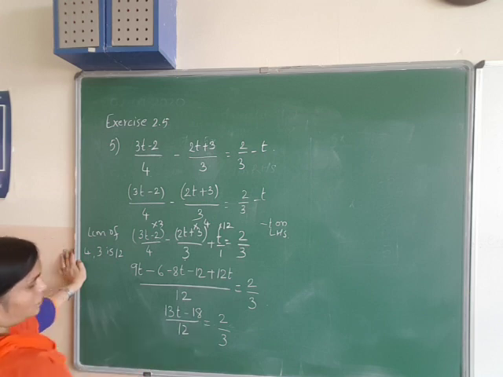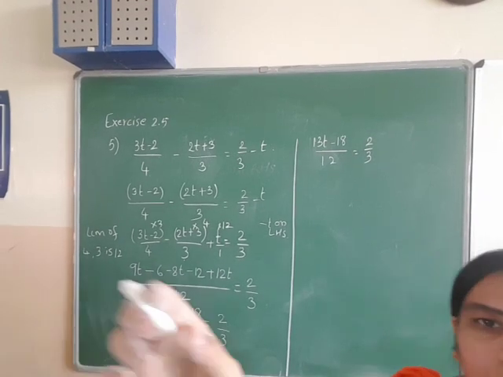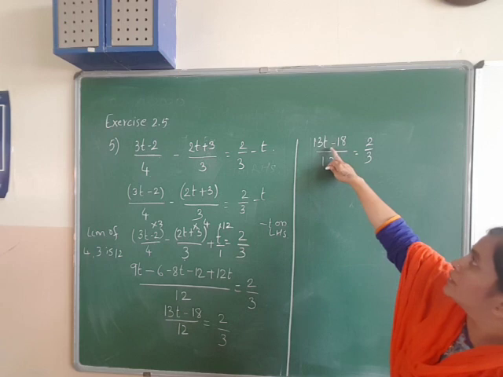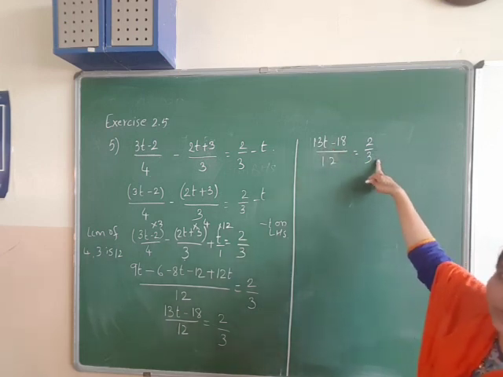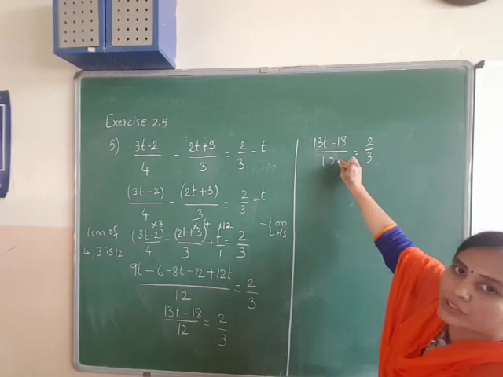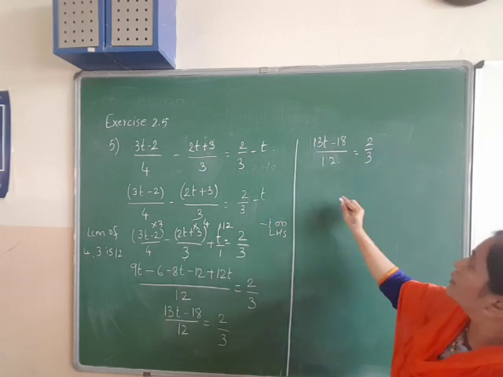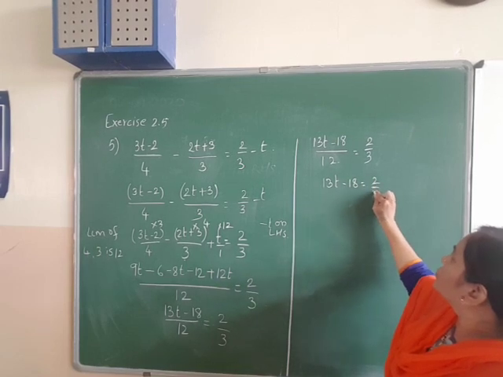Now we will try to solve this equation. So now I am writing here: (13t minus 18) divided by 12 is equal to 2 by 3 we have got. Now how to solve? First I will transpose 12 to the right hand side. So 13t minus 18 is equal to 2 by 3.